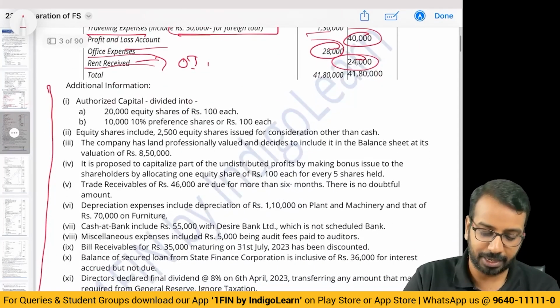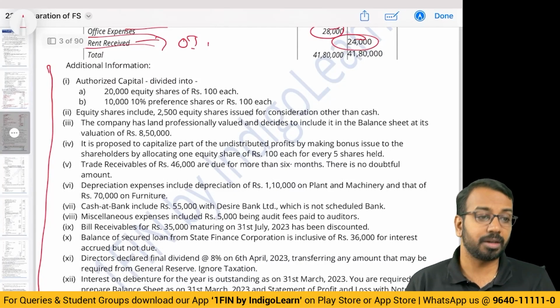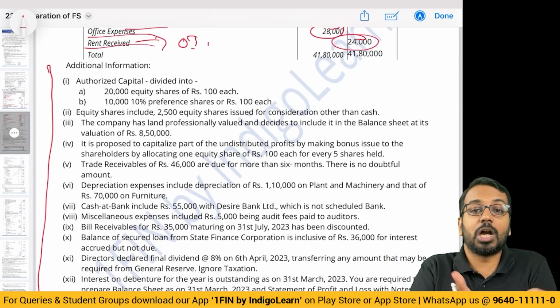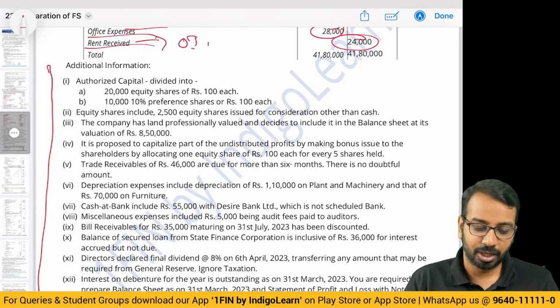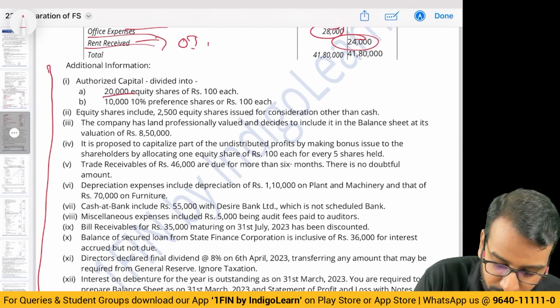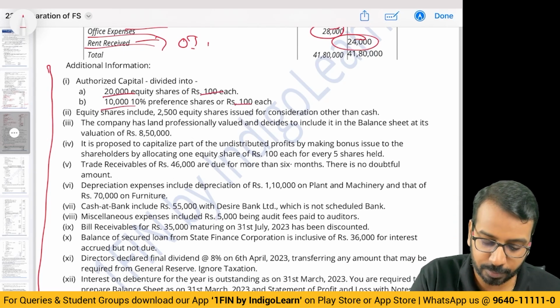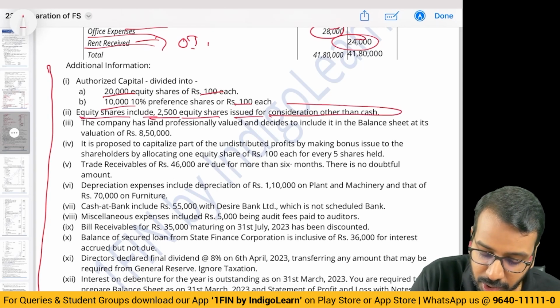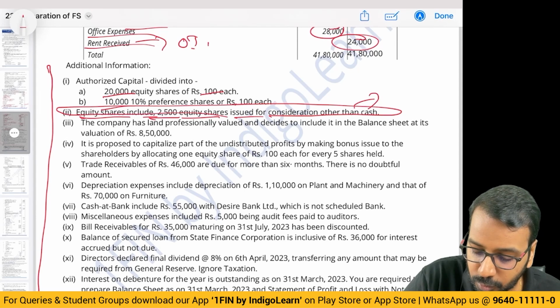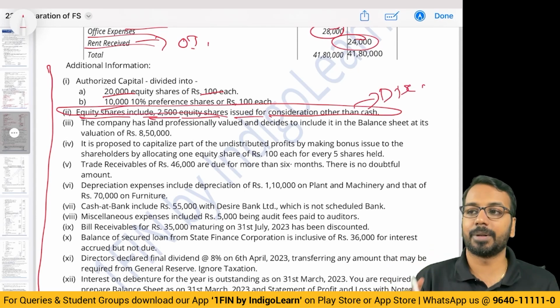Then so many adjustments. Of course, again, you are lucky you will not have such long adjustments in the examination. So authorized share capital is 20,000 of 100 and 10,000 of 100. Equity shares include 2,500 equity shares issued for consideration other than cash. This you have to disclose separately.